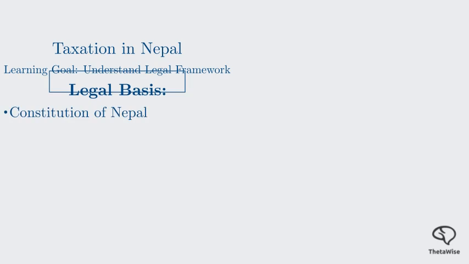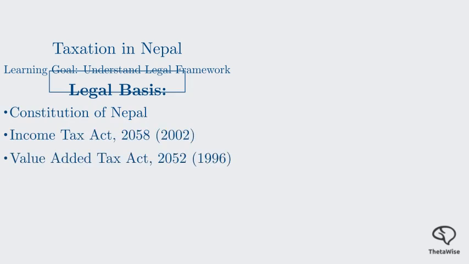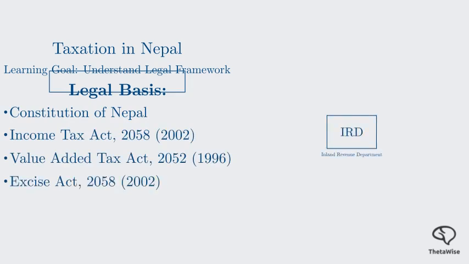The primary governing bodies are the Ministry of Finance and the Inland Revenue Department, often abbreviated as IRD. The IRD is responsible for the administration of income tax, value-added tax, and excise duties. They ensure compliance and provide the infrastructure for taxpayers to fulfill their obligations. Now that we know who manages the taxes, let's break down the two main categories: direct and indirect taxes.